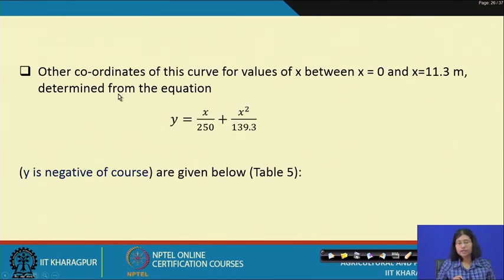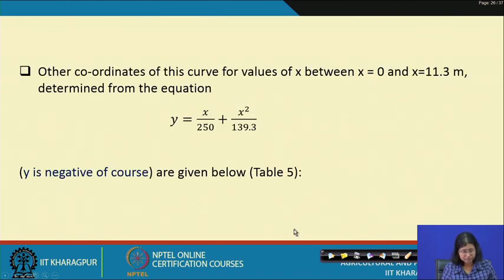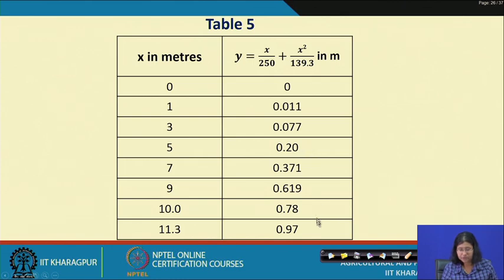Other coordinates of this curve for values of x between 0 to 11.3 meter are determined based on this equation. So, y is negative of course, as given below in table 5. So, it comes out like this.